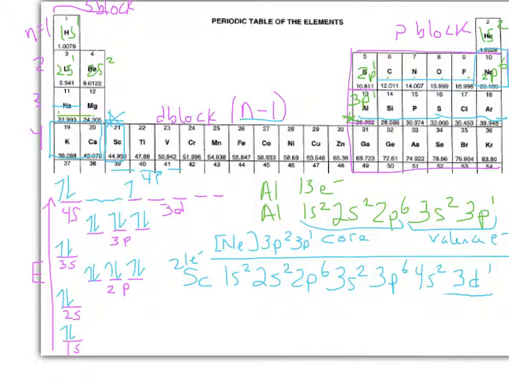So why don't you take a second, pause this, and write scandium's electron configuration using the noble gas configuration, the previous noble gas. All right, let's check our answer. For scandium, all of this is core electrons, and if we were to write out the electron configuration for argon, this is what it would be. So we're going to write down argon, 4s2 and 3d1.